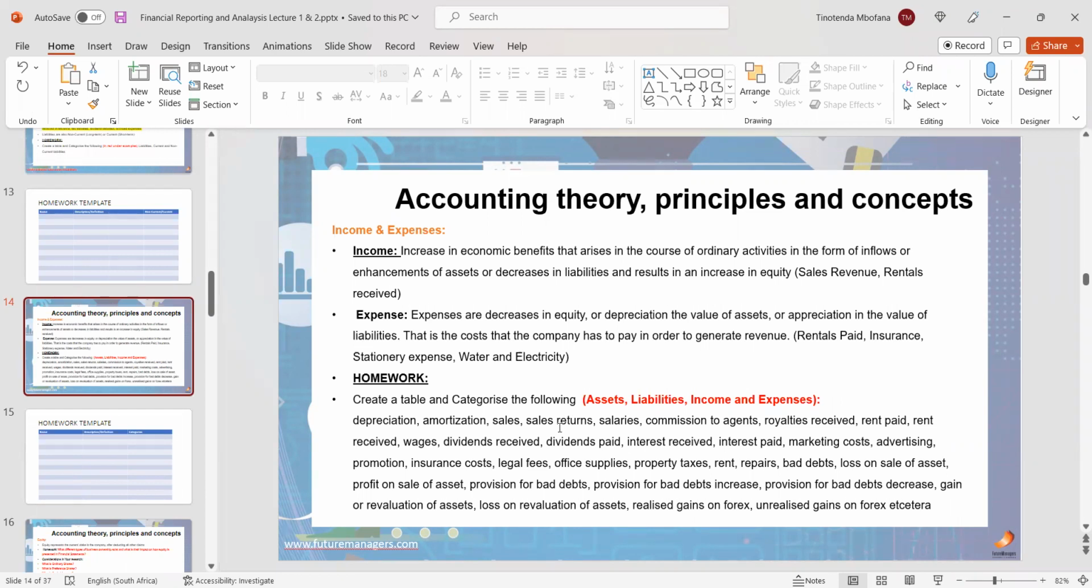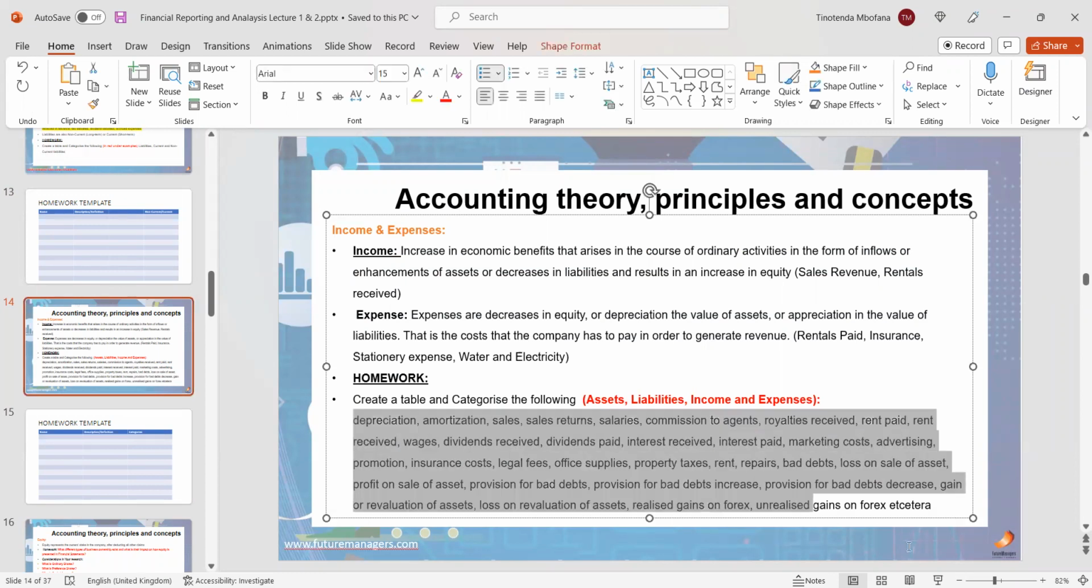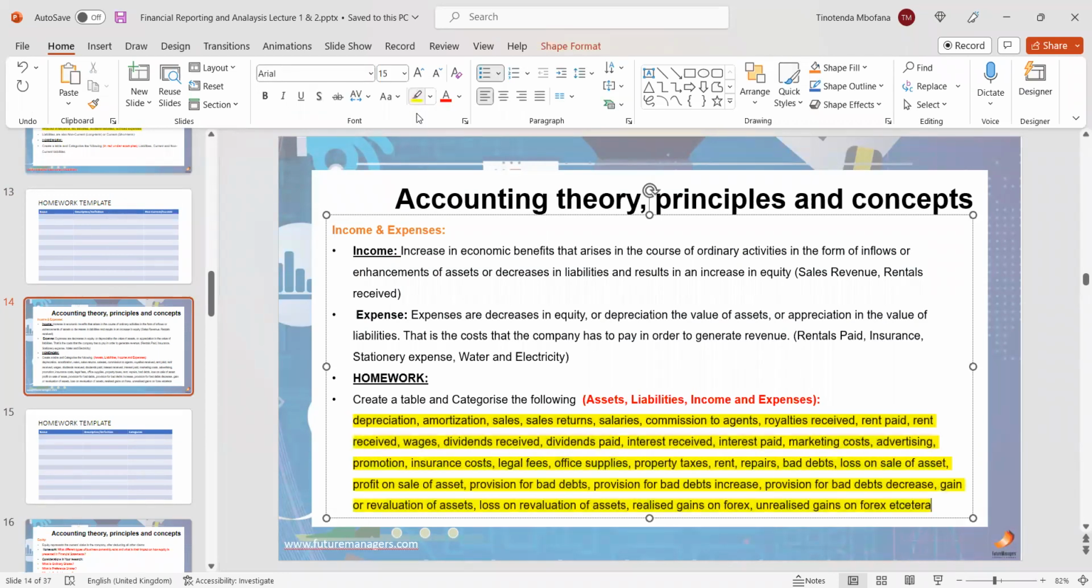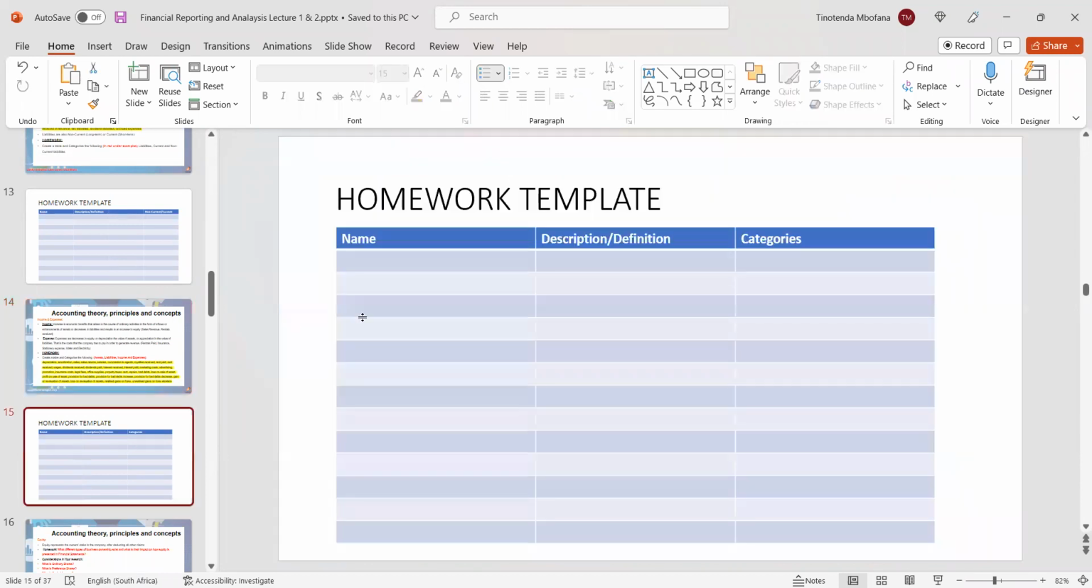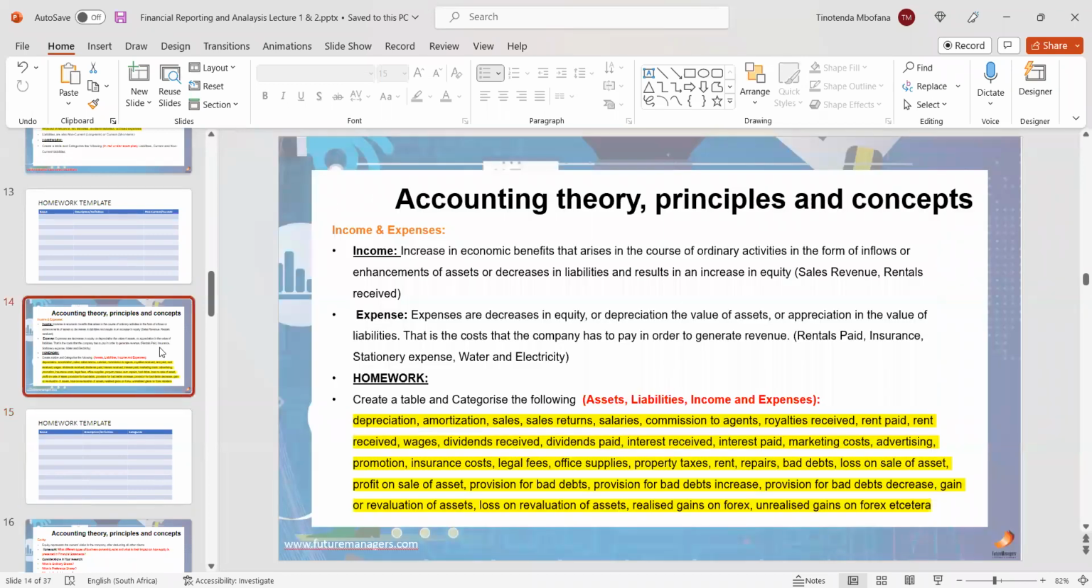So lastly, the last homework that you're going to do in this area is this whole list here. These are different types of assets, different types of liabilities, different types of income, different types of expenses. I would want you to go through the table again. You don't need to describe them, but at least categorize them correctly, whether it's an asset, a liability, an income, or an expense. When we meet in our next lecture, we'll look into that table again to see whether there is anything that you did not understand.